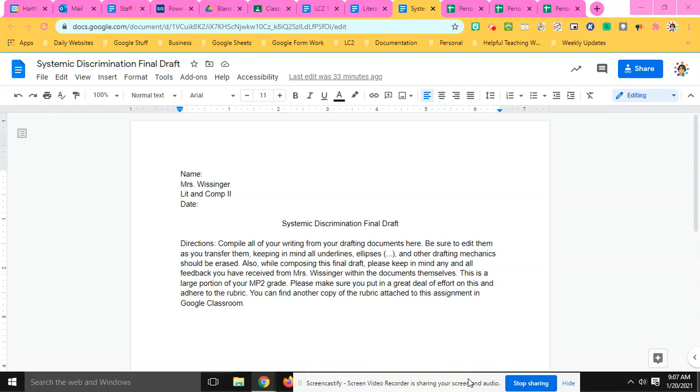How exciting is that? So your directions read here to compile all of your writing from your drafting documents in this document. All that means is you're going back into the previous drafting documents that we've done and copying them from there and pasting them here. We do want to be sure, however, to edit them as we transfer because we were filling in some blanks. We were filling in some ellipses, which are the 3 dots at the end of a sentence for our outline. And then there were other drafting mechanics that need to be erased. Basically, we're putting this into perfect paragraph format at this point.